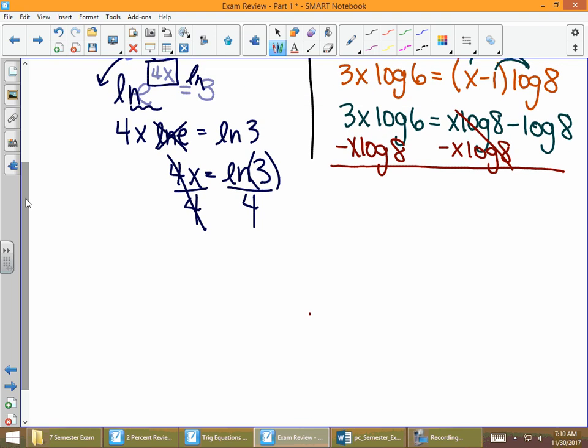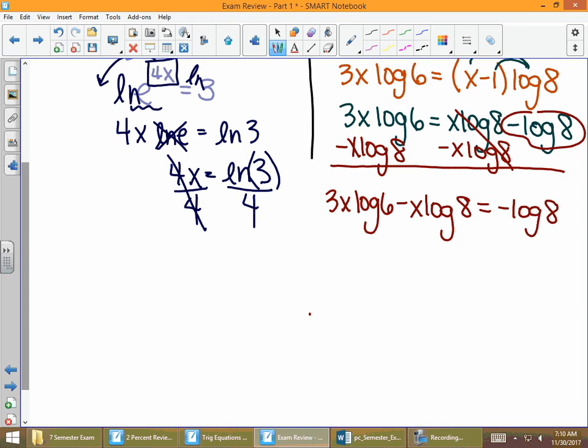So the left side of my equation is going to look pretty messy. I have 3x log of 6 minus x log of 8. And that's equal to, careful here that you keep that negative, because that's important, negative log of 8. And if you think that's a mistake that you could make, just stick a -1 in front of there and make sure it comes with it.